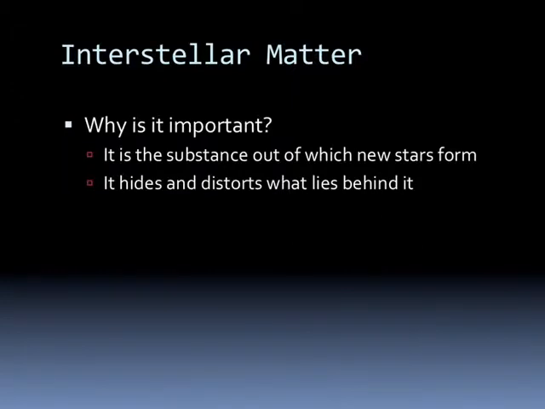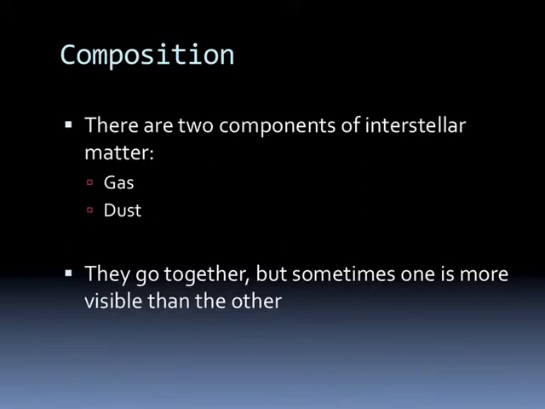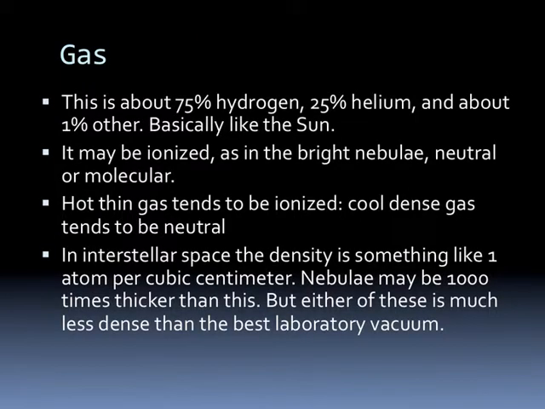So, the interstellar matter, why is it important? Well, it's the substance out of which new stars formed, and it also hides and distorts what lies behind it. There are two components of interstellar matter, gas and dust. They go together, but sometimes one is more visible than the other. The gas is about 75% hydrogen, 25% helium, and less than 1% other stuff, basically like the sun.